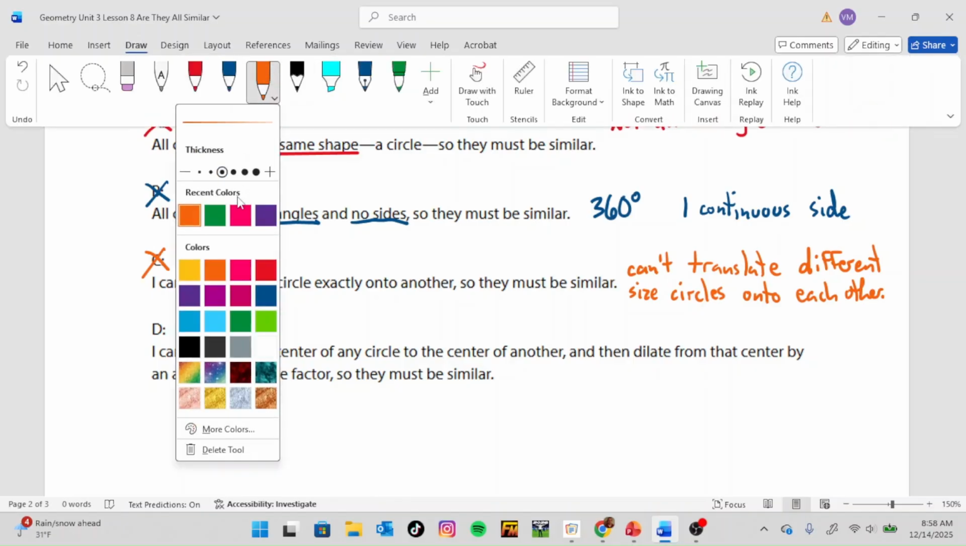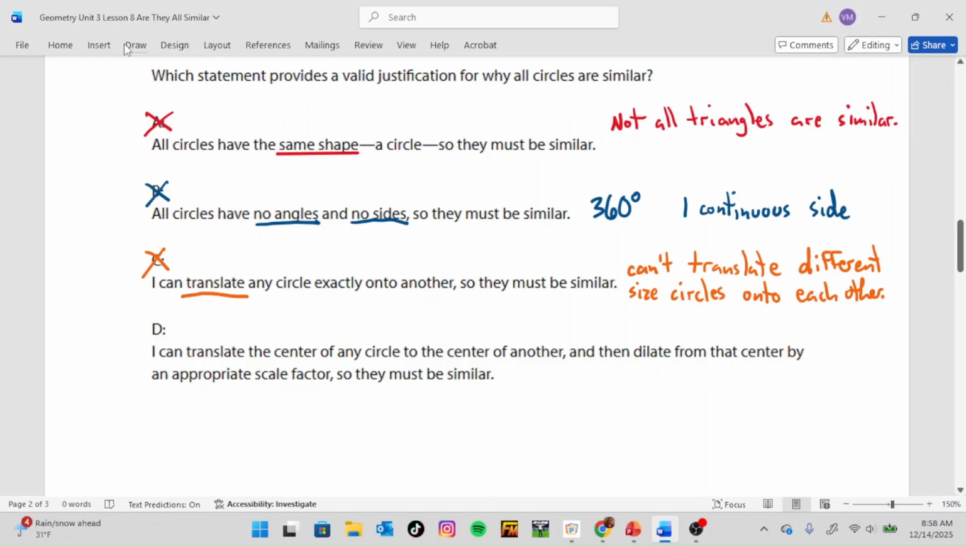So that leaves us with D. And D says that I can translate the center of any circle to the center of any other circle, and then dilate from that center by an appropriate scale factor, so they must be similar. This is true. If I take the center point of any size circle and I move it to the center point of any other size circle, then all I have to do is make one of the circles bigger or smaller until they fit onto each other. So D is the statement that is correct.